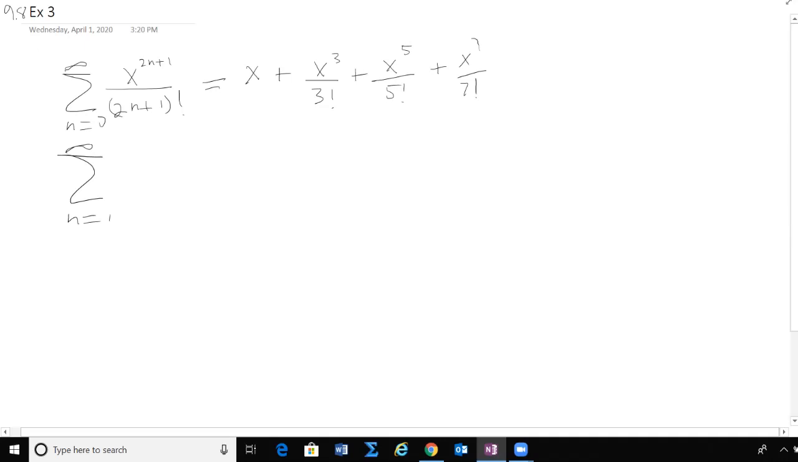Okay, and what that would do is it would force us to write this as 2n minus 1. Since when n is 1, this will remain odd. 2n minus 1 is odd, and this first one will start off with a 1. 2 times 1, 2 minus 1 is 1. And we can do the same thing in the denominator, make this 2n minus 1 with a factorial.